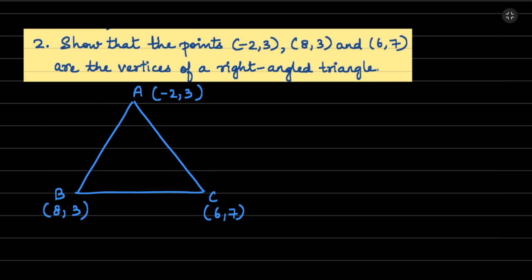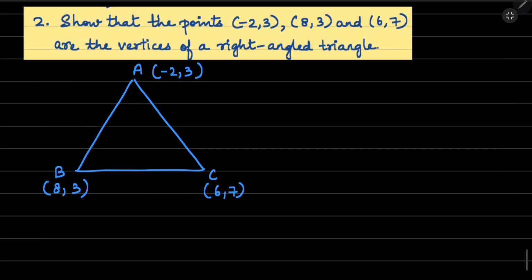In that case, it is a right angle. So the angle which is right opposite, suppose your BC is the longest side, you have to prove it using Pythagoras theorem. And if you are able to prove that BC is the hypotenuse, then the angle which is right in front of your hypotenuse is 90 degrees. Hence, you can prove that the given points are the vertices of a right angle triangle.